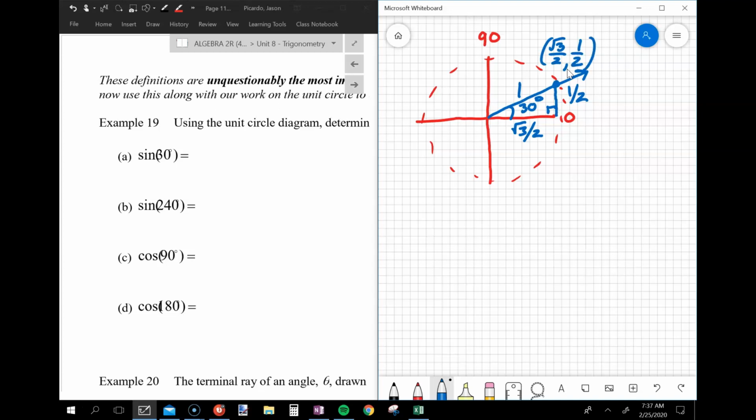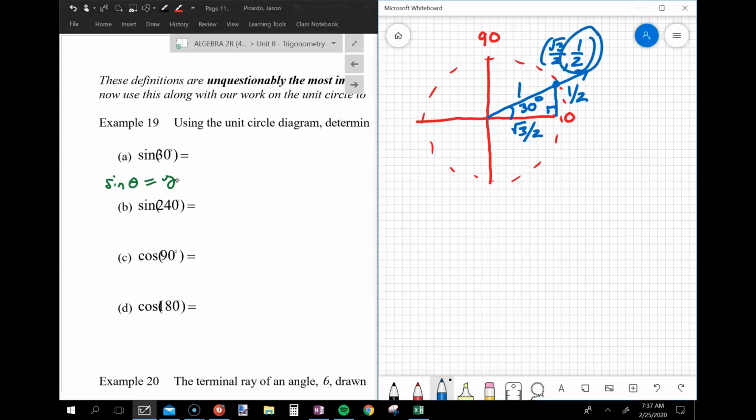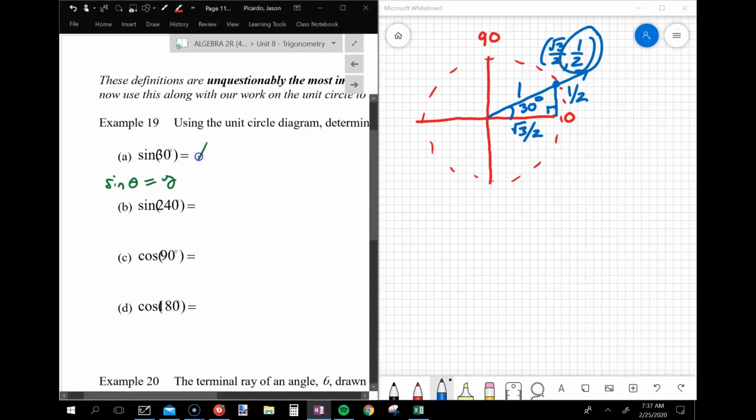All right. Now, on the previous page, what did I say, guys? I said that sine of theta is equal to what? X or Y? Is equal to Y. Well, what is the Y coordinate here, guys? 1/2. So that's your solution. Sine of 30 is equal to half.